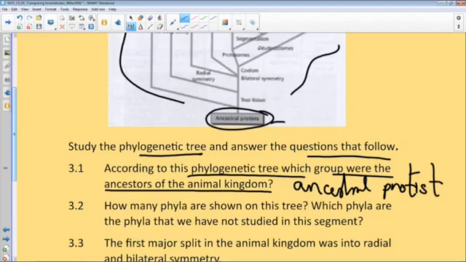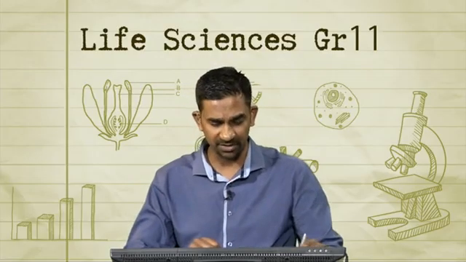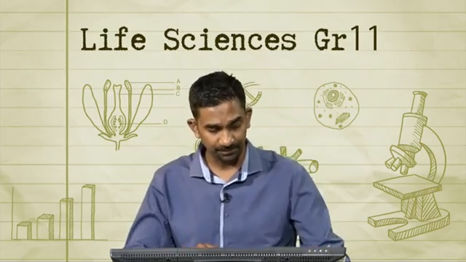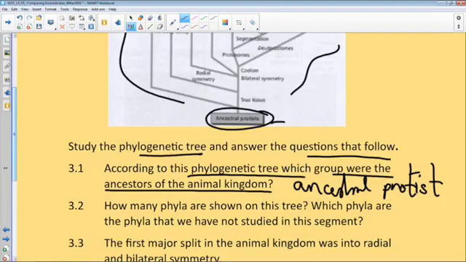We looked at viruses, bacteria, and then protista, which was the third group, after which we saw the development of fungi. So when we look at the group protista, we saw your plant-like and animal-like protista. These are the ancestral animal-like protista that we're referring to, that gave rise to the development and specialization of your invertebrates. 3.2. How many phyla are shown in this tree?